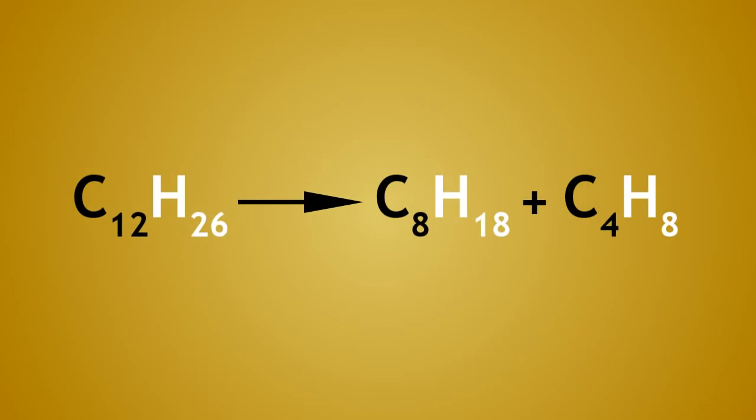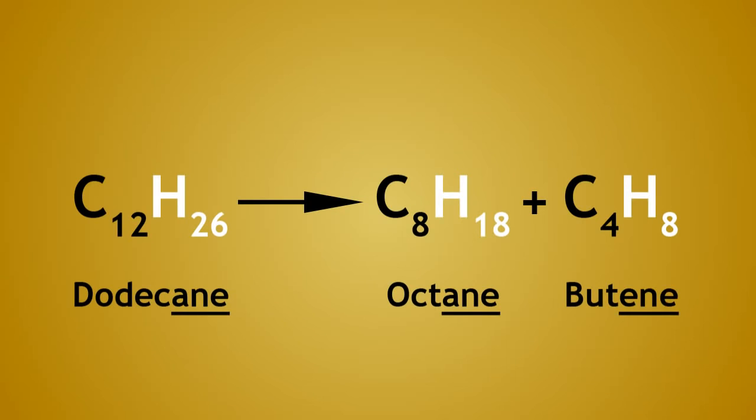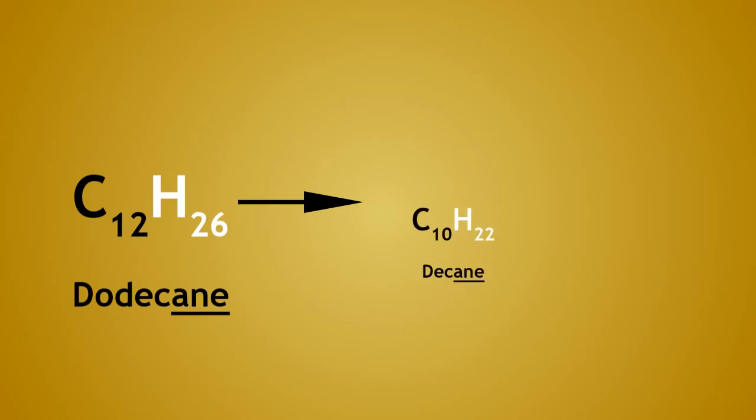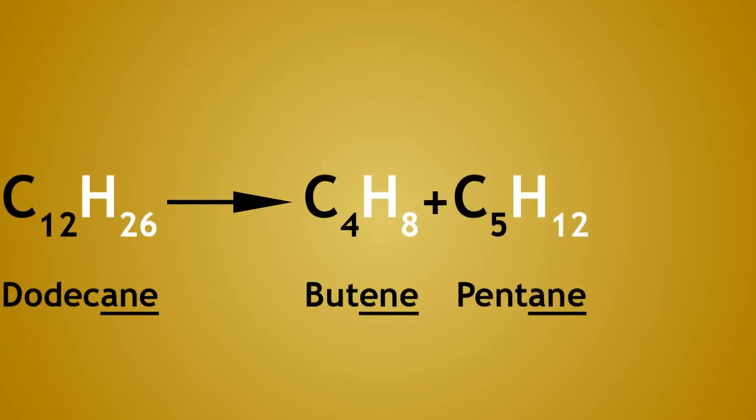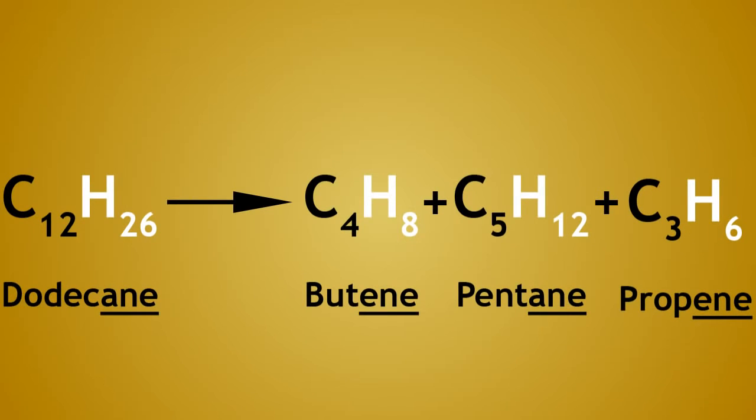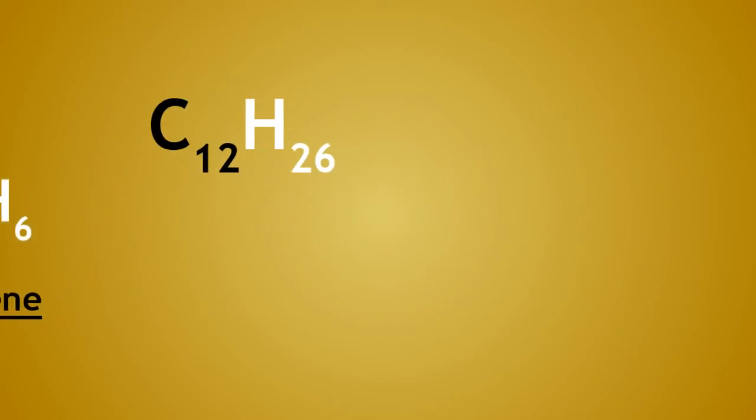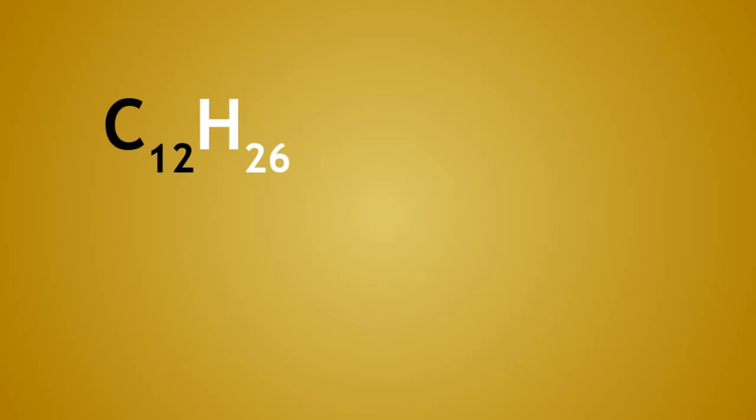Here is an equation showing that C12H26 is broken down into octane and butene. There isn't a set way that these molecules are broken down. In fact, C12H26 could also be broken down into decane and ethene, or even butene, pentane and propene, as these equations show. The large hydrocarbon is broken down in quite a random way.